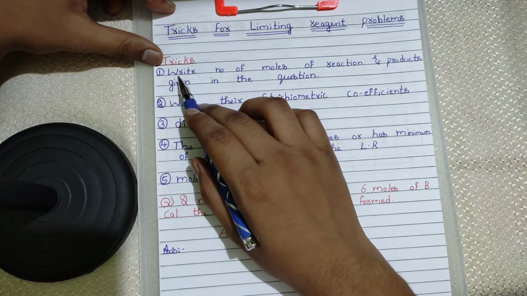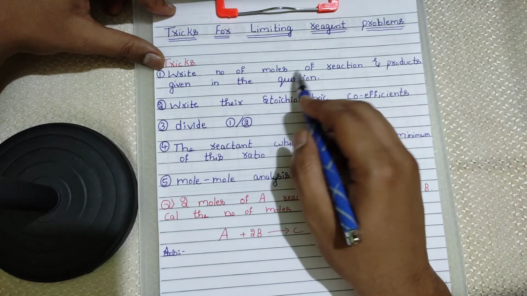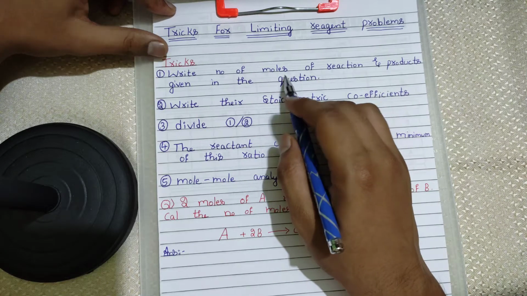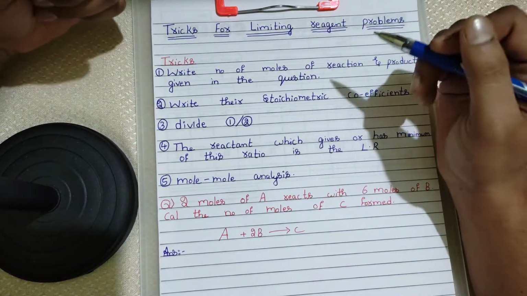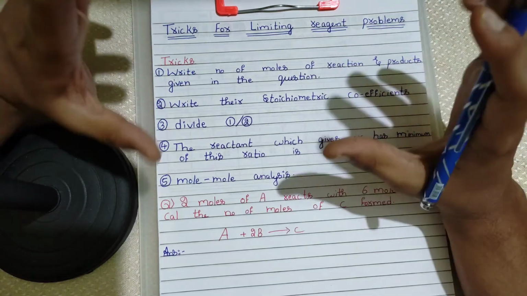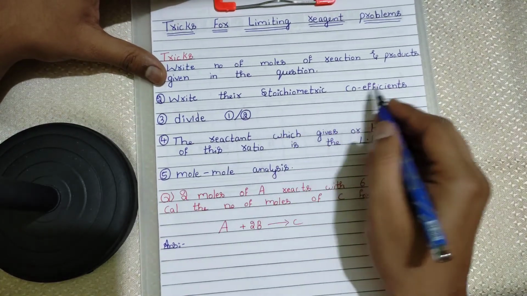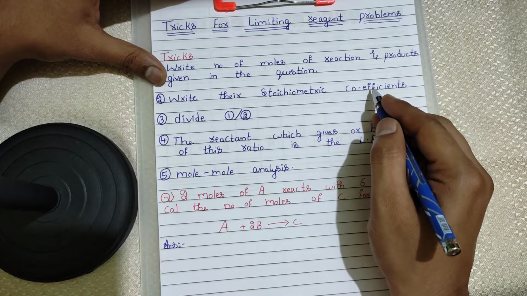See, first of all, write down the number of moles of reactants and products in the given question. Whatever the moles they already gave you in the question, we have to write them. First we have to write the moles. Next, write their stoichiometric coefficients.